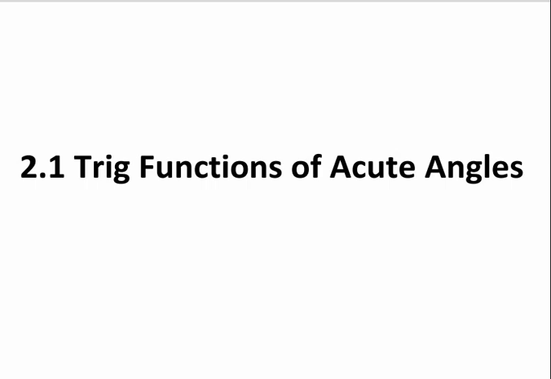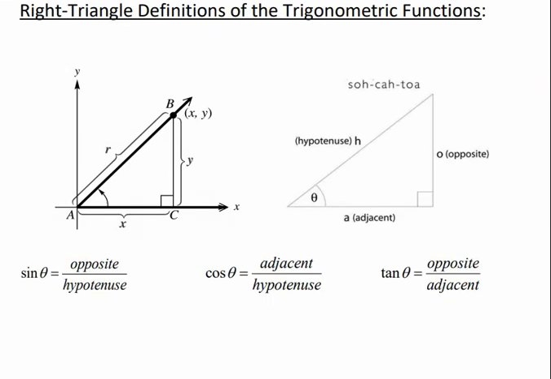2.1 Trig functions of acute angles. We've been dealing with trig functions, but all of the trig functions that we've talked about have been in relation to the unit circle or an angle on the unit circle. Well, today we're going to talk about finding trig functions in any right triangle.